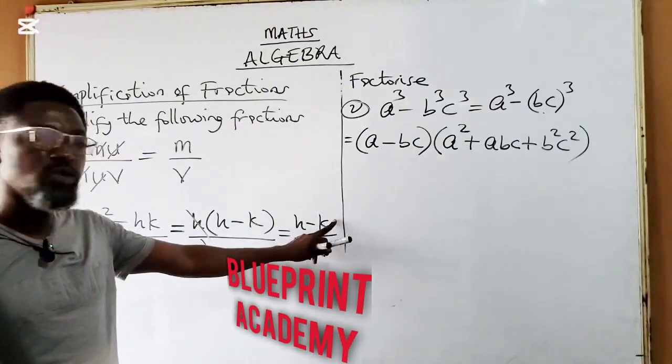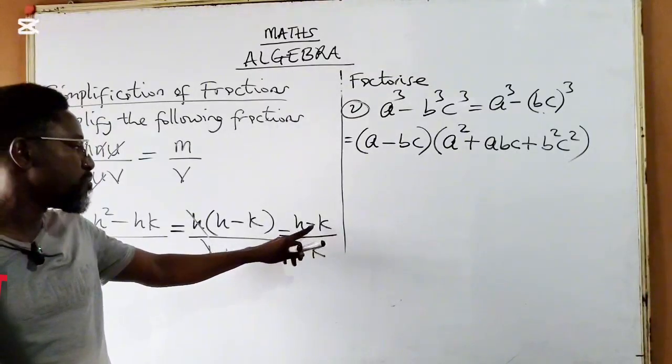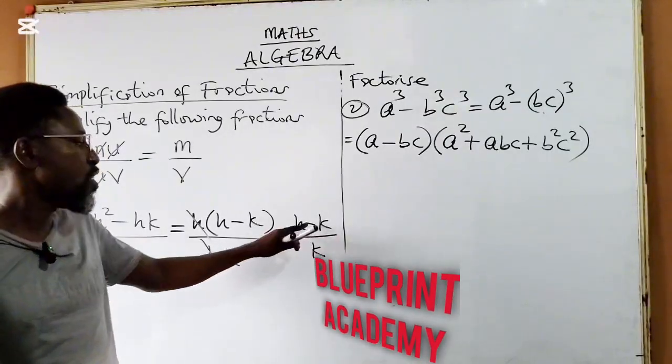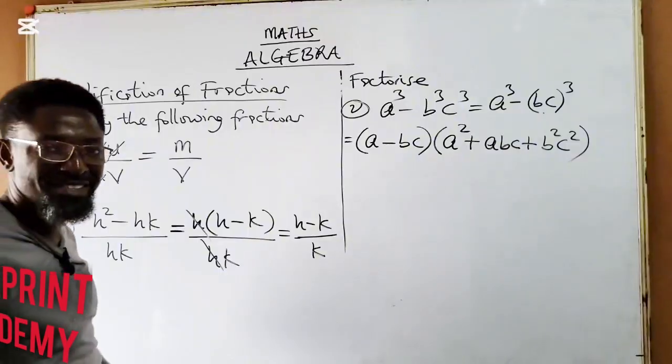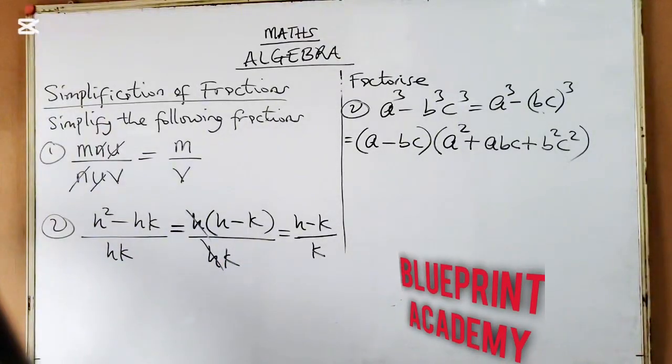This one cannot cancel this one here because of the minus sign here. So anytime you have minus or plus at this point, the denominator cannot cancel the numerator. It's only when you have multiplication that you can cancel out. I hope you get that. Let's proceed to example 3.